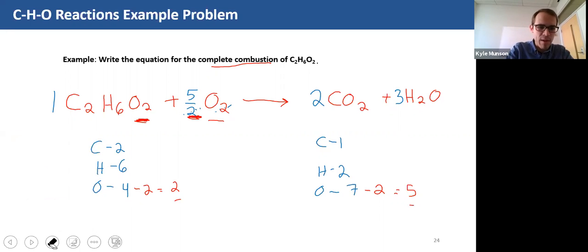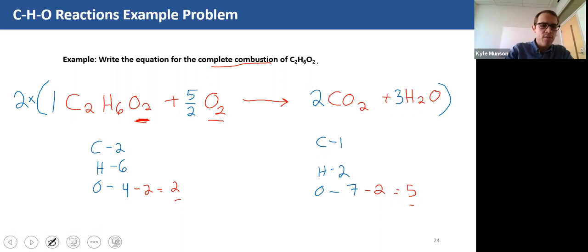If we think about it that way, I'm not really going to get rid of that too, but I just want to write that so that we could think about it. Okay, so this is 5/2. And now, remember with fractions, I'm going to multiply the whole equation by 2.